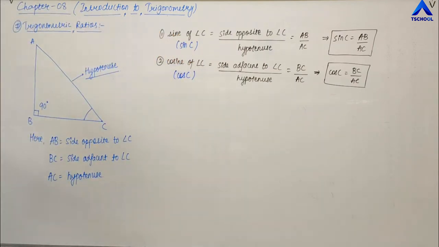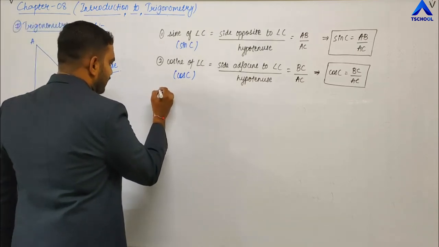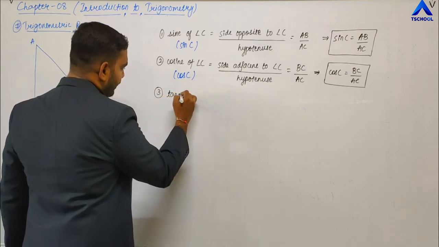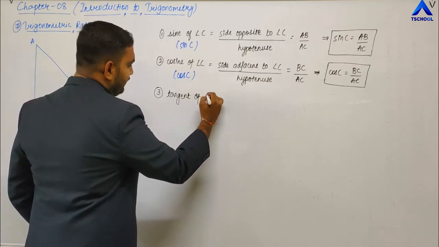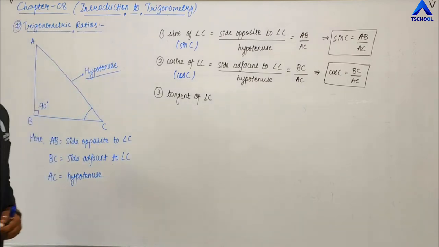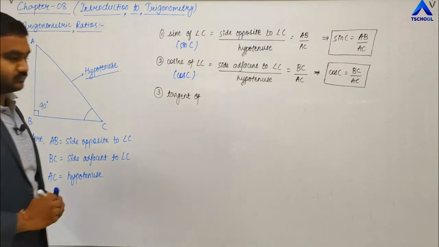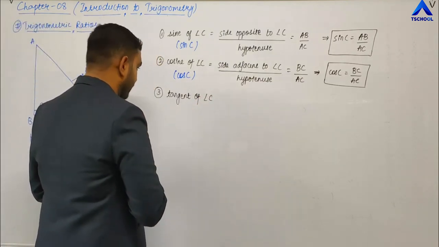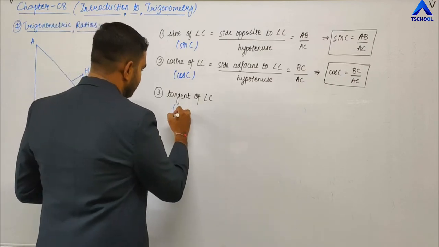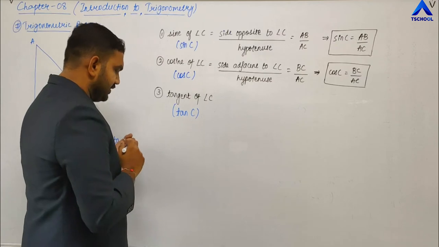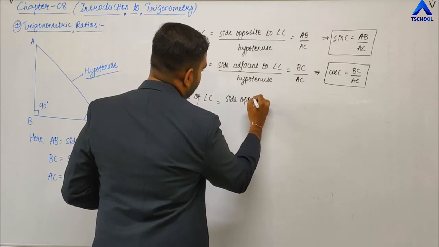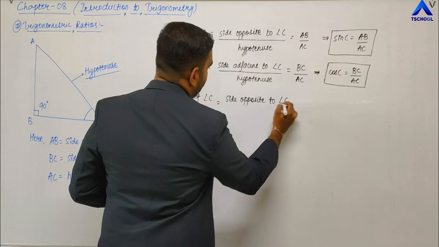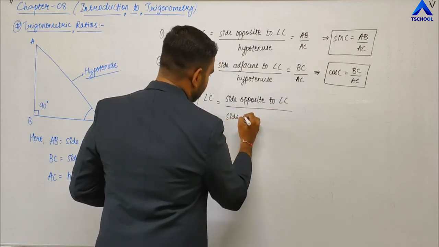Right, BC upon AC. Now, the third function that we have, the third ratio, is the tangent. Tangent of angle C, basically, friends, is written as tan C. It is given by the ratio of the side opposite to angle C upon the side adjacent to angle C.